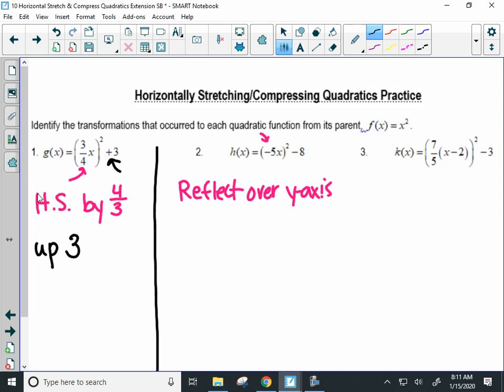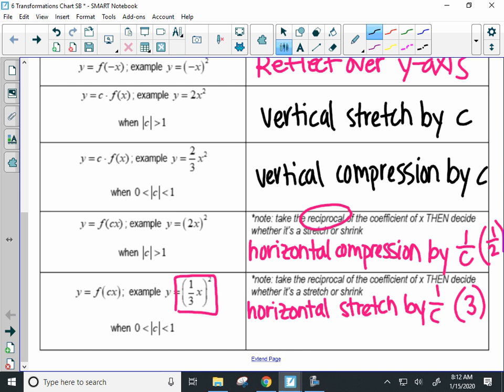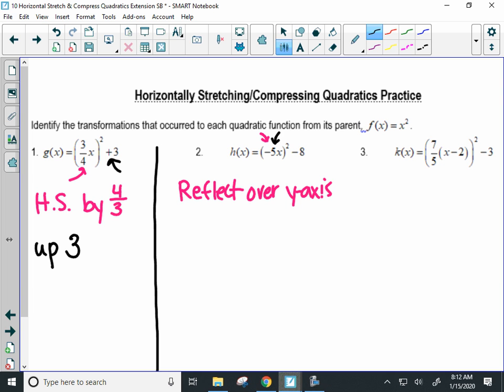Now this time, when I have a 5 inside the parentheses, that 5 is a number greater than 1. So it's this example here. This is a horizontal compression by the reciprocal of that value. So I have a horizontal compression by the reciprocal of 5, which is 1/5. And then lastly, I have a -8 on the end, which means my graph went down 8.